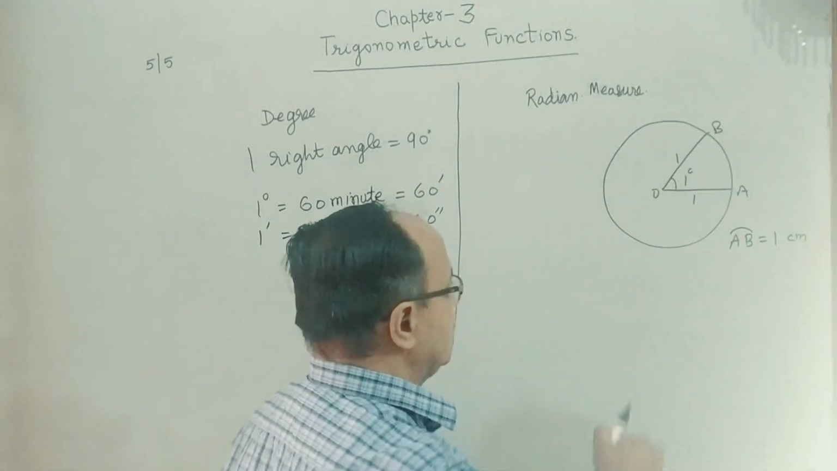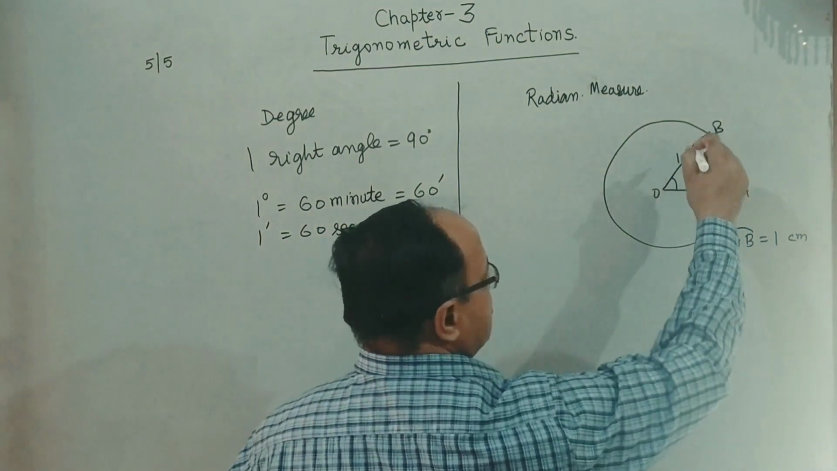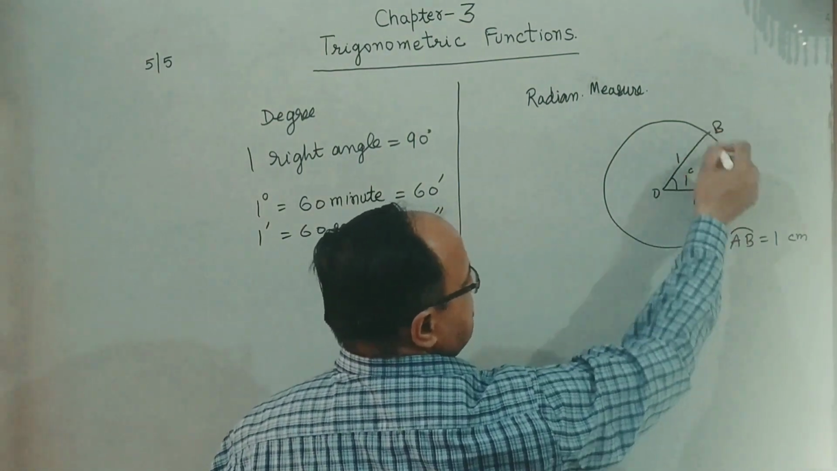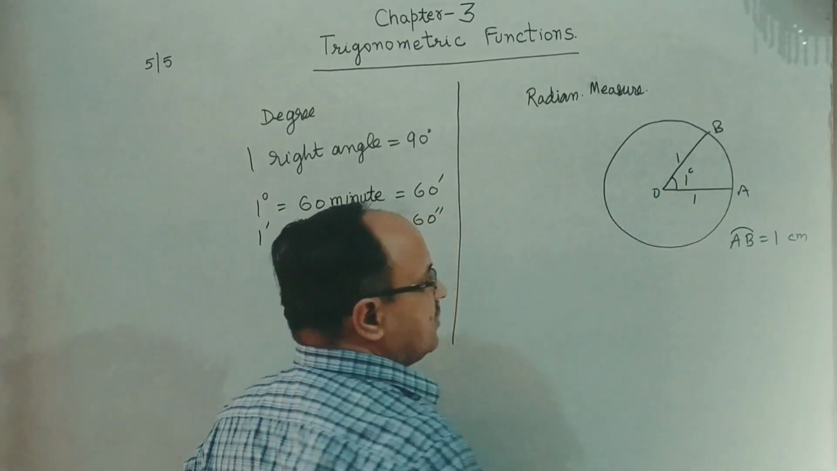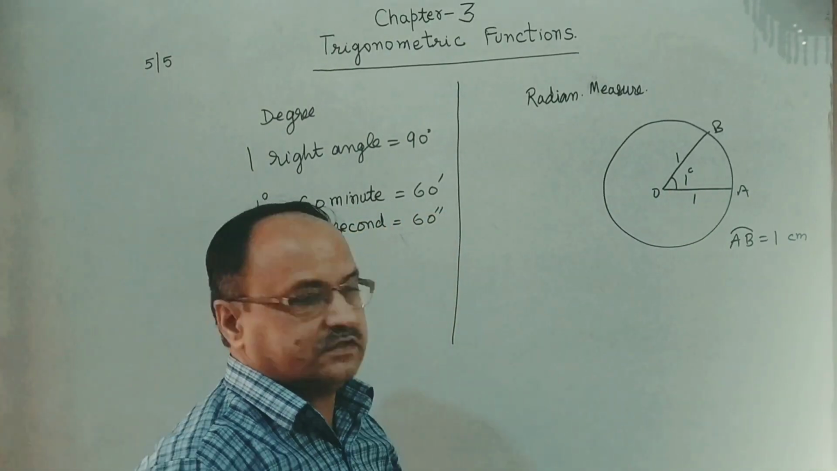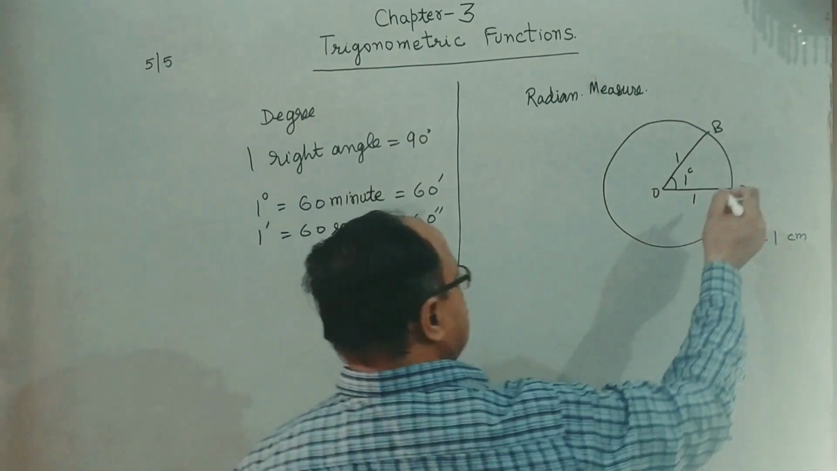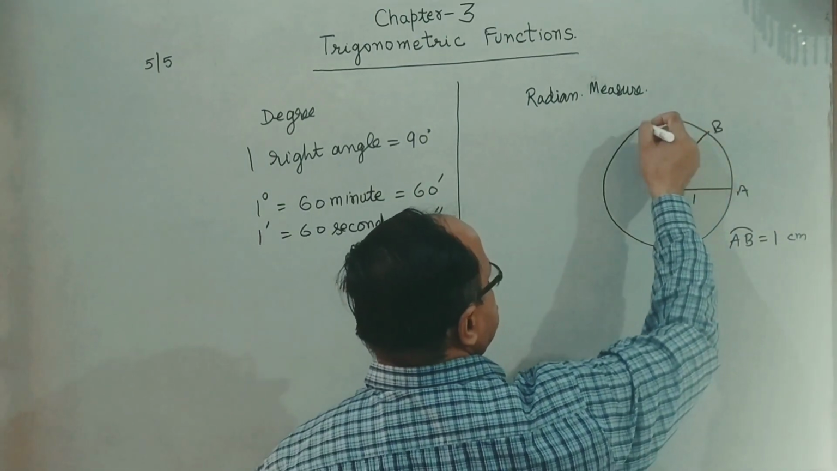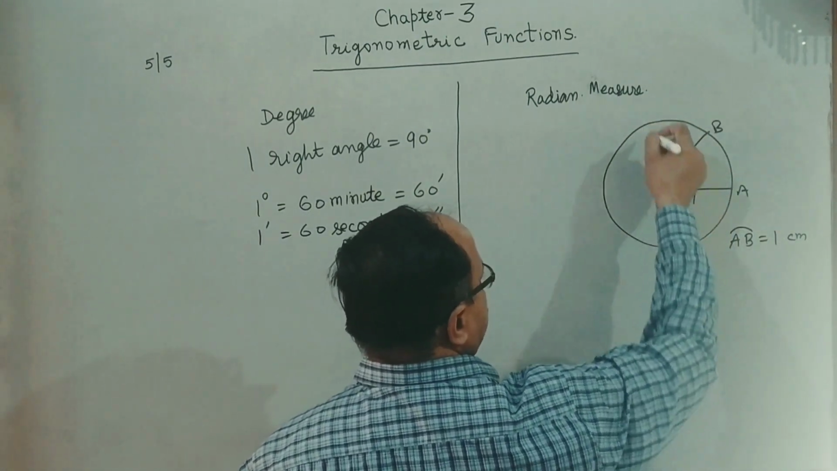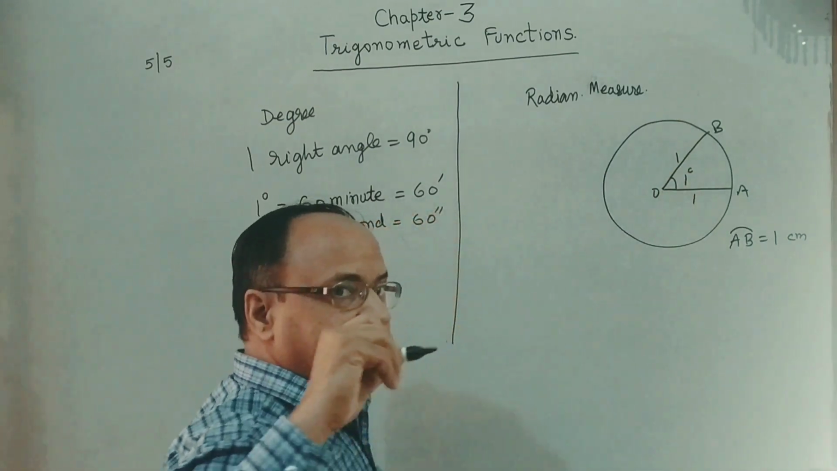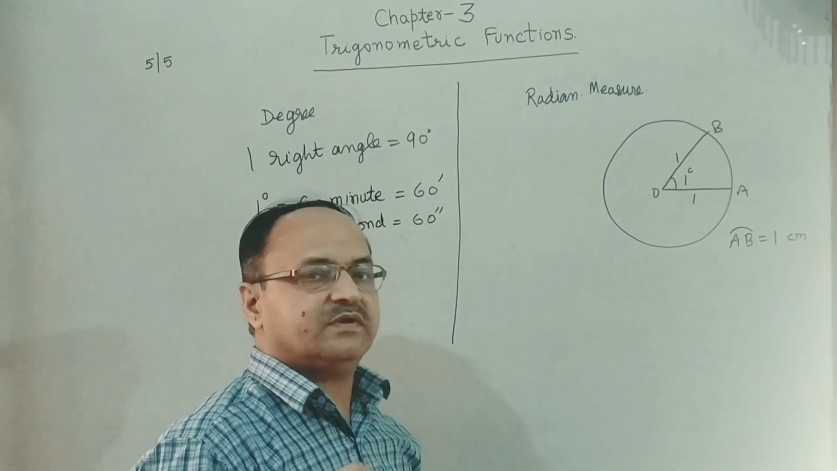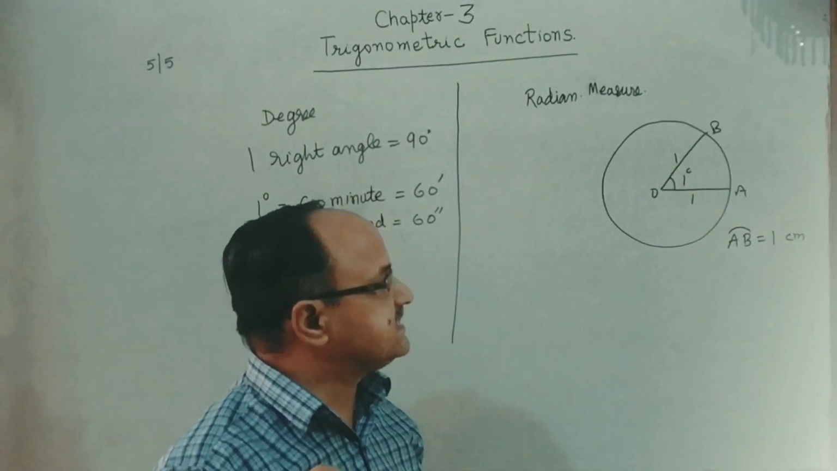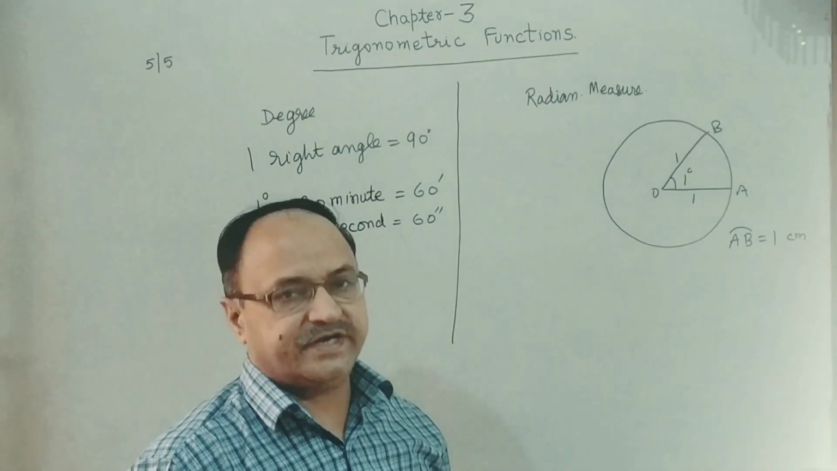Now this is called 1 radian. If this arc AB subtends this angle at the center, this angle is called 1 radian. If your length of arc is 1.5, it means that arc subtends an angle at the center of 1.5 radian. Clear?